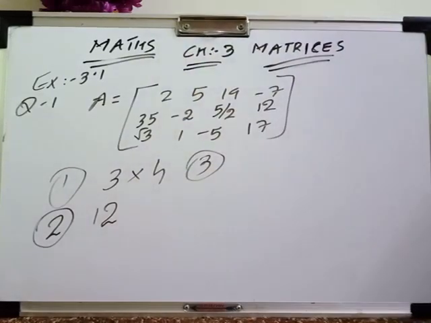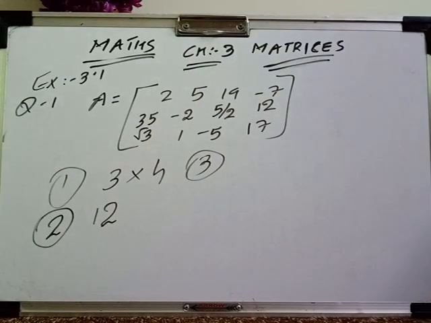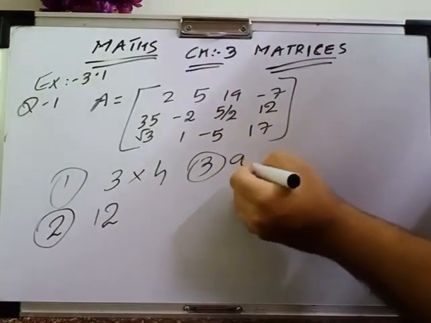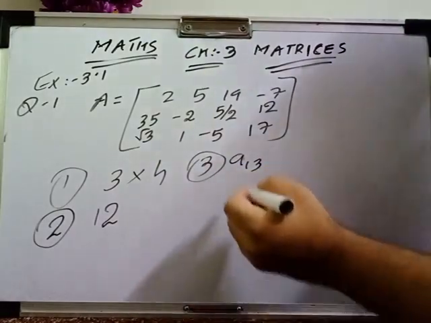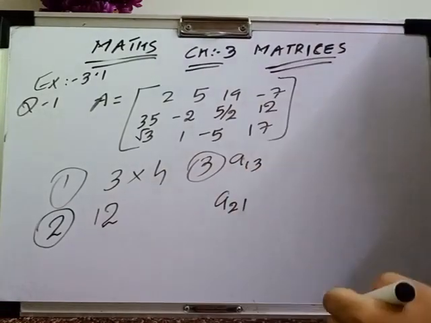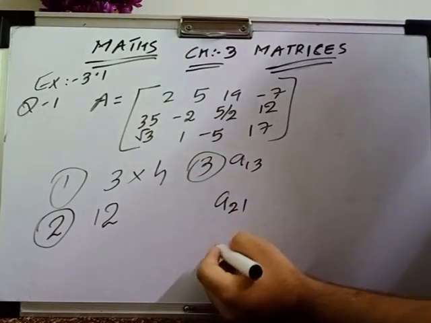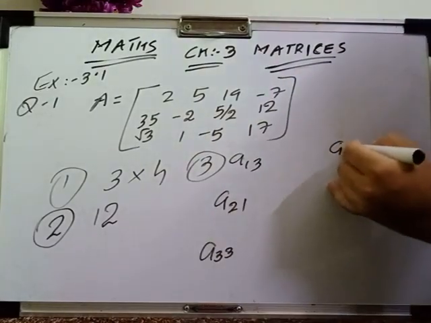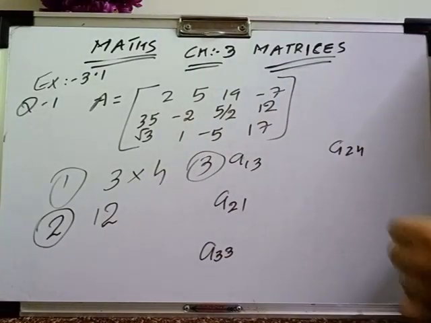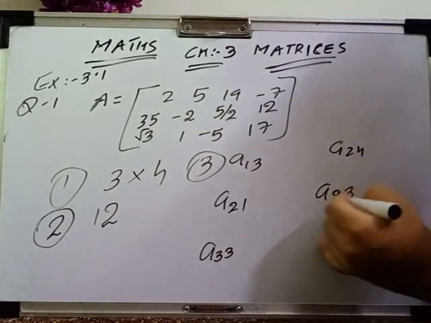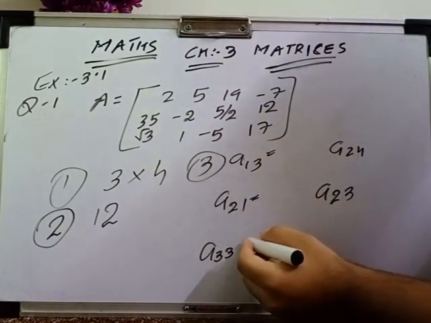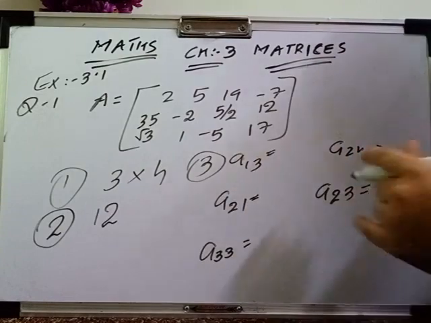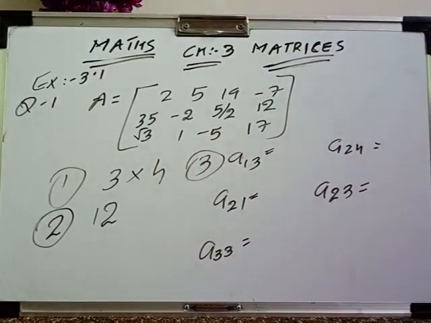Third, we are asked to write down the elements a13, a21, a33, a24 and a23, right? So how to understand which one will be a13?